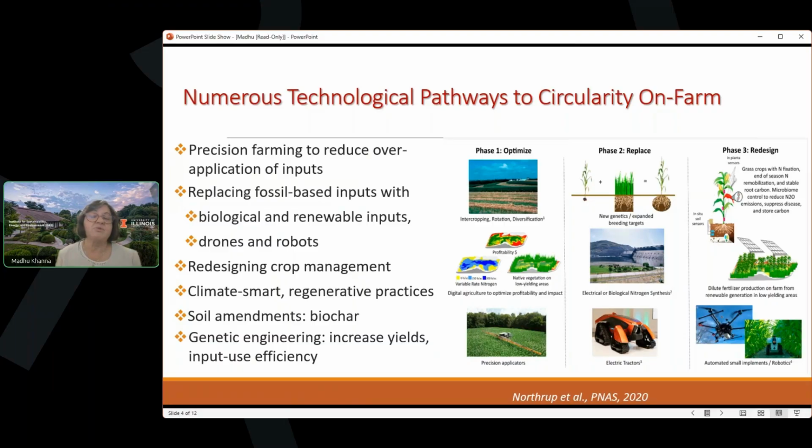Redesigning cropping systems to include perennials that can then provide feedstocks for bioenergy systems and the bioeconomy is another opportunity. Climate-smart regenerative practices like cover cropping and no-till, biochar, and others. And so there are many technologies that already exist that can help us to increase circularity on the farm.